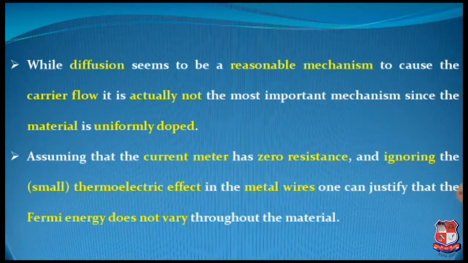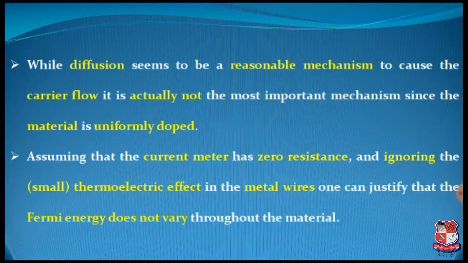While diffusion seems to be a reasonable mechanism to cause the carrier flow, it is actually not the most important mechanism since the material is uniformly doped. As we all know, all the semiconductors have intermediate values of conductivity between the conductor and the insulator. So until we dope the semiconductor, we can't get an improvement in its conductivity. So here they have mentioned that diffusion seems to be a reasonable mechanism for carrier flow.